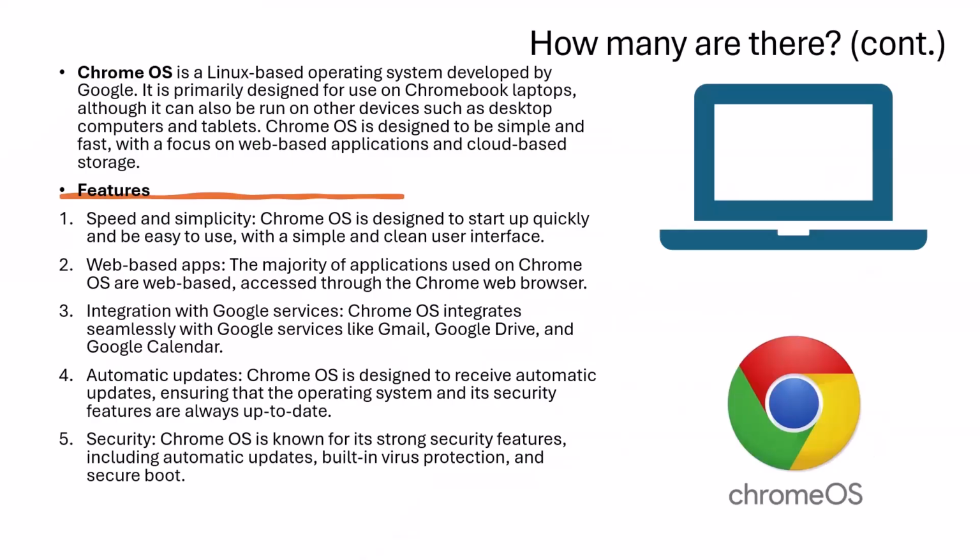Chrome OS, it's a pretty quick system. Chromebooks work pretty fast. Web-based apps, you don't need to install things on the machine itself. It's very tightly integrated with the Google services. It has automatic updates and very good security.